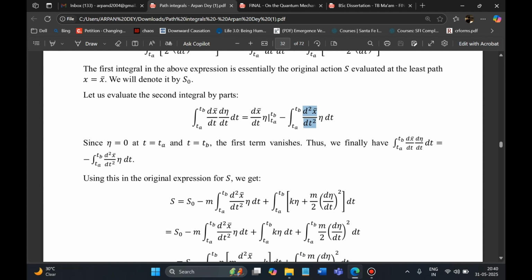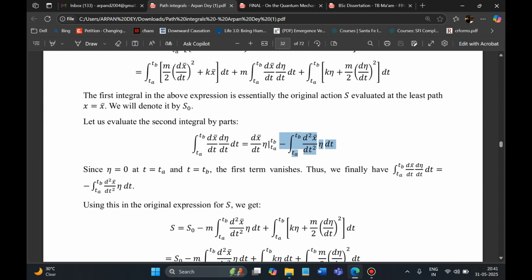Now I already told you that at t equals ta and t equals tb, eta is 0, right? So that means the first term vanishes, because this is evaluated. We have an eta here, so we will put tb once and we will put ta once. The limits are tb and ta, so both will be 0. Eta will be 0 in both the cases, and eta multiplied by anything will also be 0. That means the first term vanishes, and ultimately in place of this integration we can write, negative, just this second term, negative integral of d2 x bar/dt squared times eta dt.